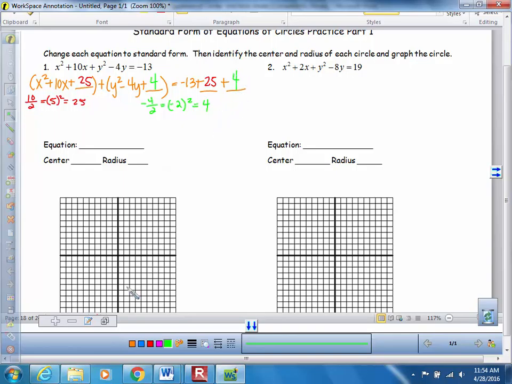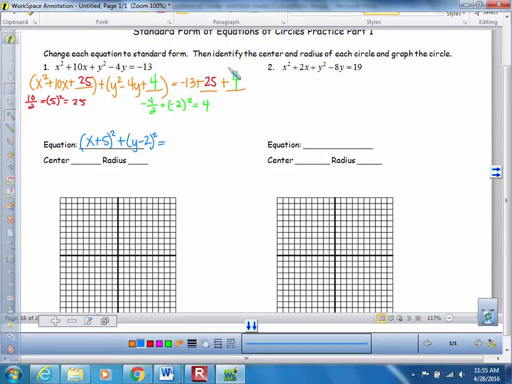Okay? Now, writing our equation, this is where I messed you up yesterday. The number that goes in the parentheses with the equation is exactly what you got when you divided by 2. So this would be x plus 5 squared plus y minus 2 squared.